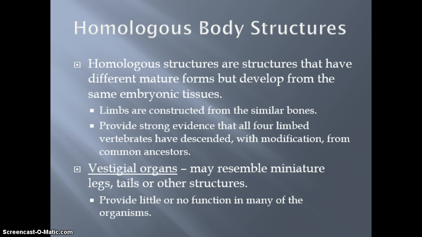Vestigial organs may resemble miniature legs, tails, or other structures, but they provide little or no function in many of the organisms. So these are organs that no longer have a use in the specific species, but are still there. We think of humans and the appendix, or the fact that we have a tailbone, but we really don't have the rest of the structure for that, versus in other organisms, these things are critically important. So vestigial organs are the ones that aren't really necessary for that species.